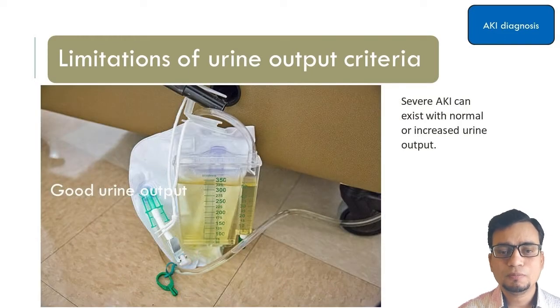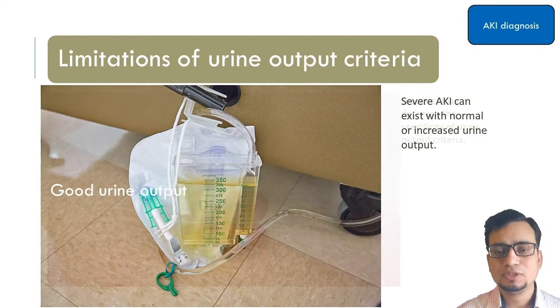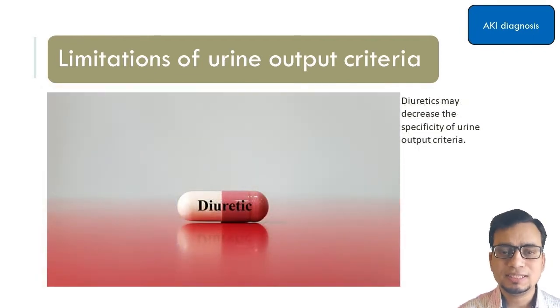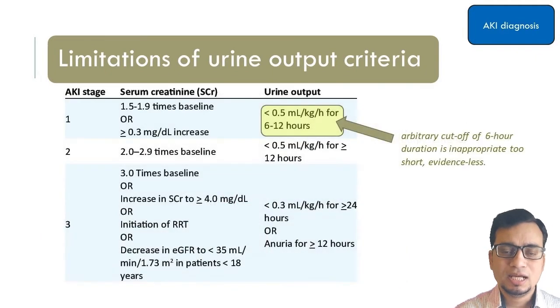Similarly, good urine output may exist despite a decline in GFR. Severe AKI can exist with normal or increased urine output, and sometimes you give diuretics. So in those cases, urine output is not a reliable criterion to detect or diagnose AKI. Another limitation is the arbitrary cutoff of 6 hours duration in guidelines, which has been described in staging renal dysfunction. Experts suggest the longer the duration, the higher the specificity of the urine output criteria. So we must wait for urine output criteria to define the AKI.